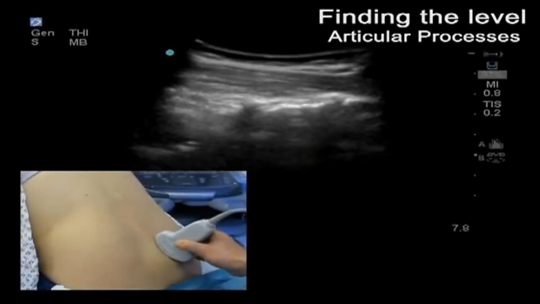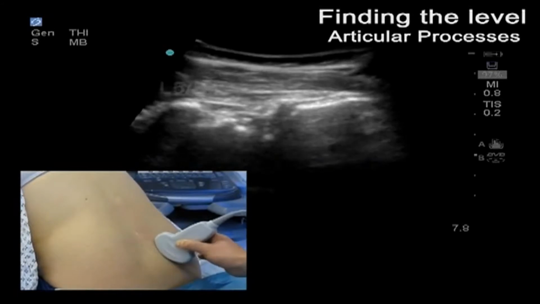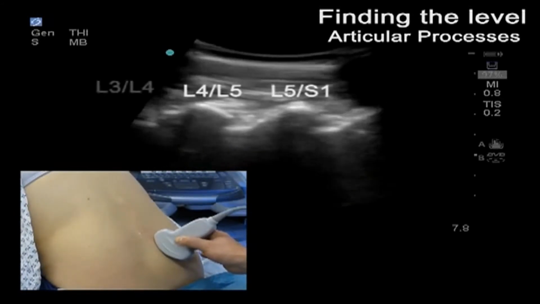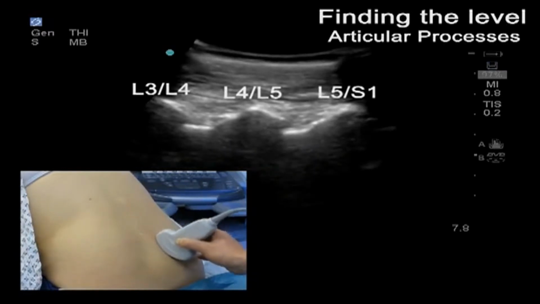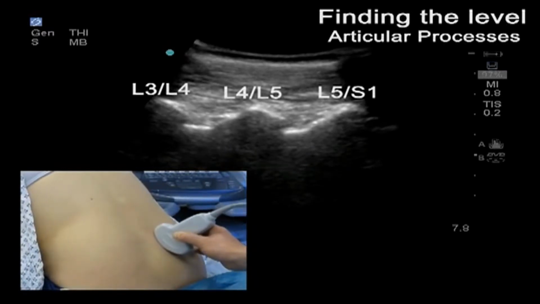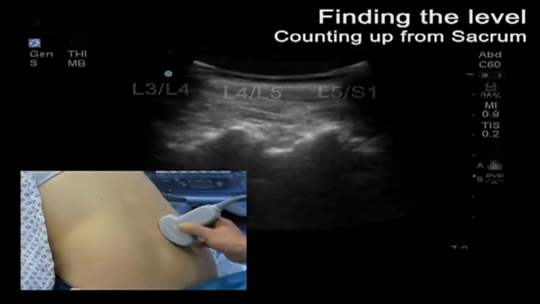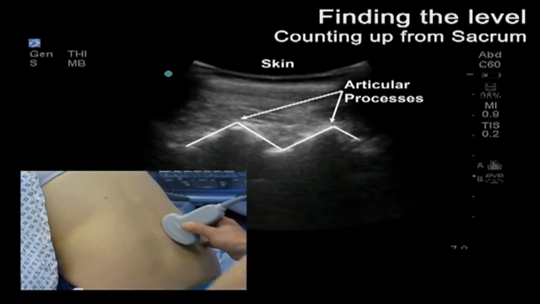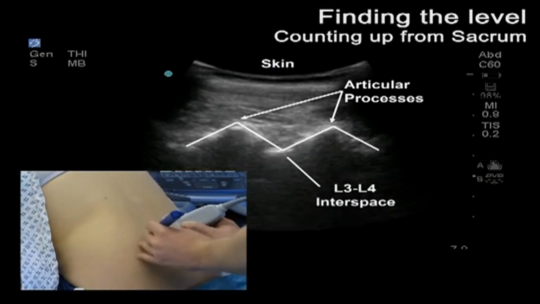Moving laterally, identify the articular processes of the lumbar vertebrae. These have a typical sawtooth appearance. The most caudal articular process visible is L5-S1. Move cranially, identifying the articular processes of L4-L5 and L3-L4 and their corresponding interspaces. Keeping the L3-L4 interspace in the middle of the image, mark the patient's back.